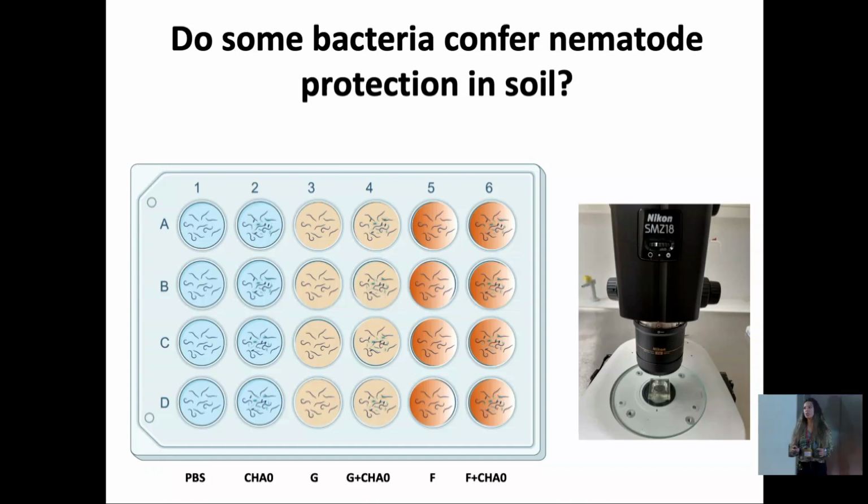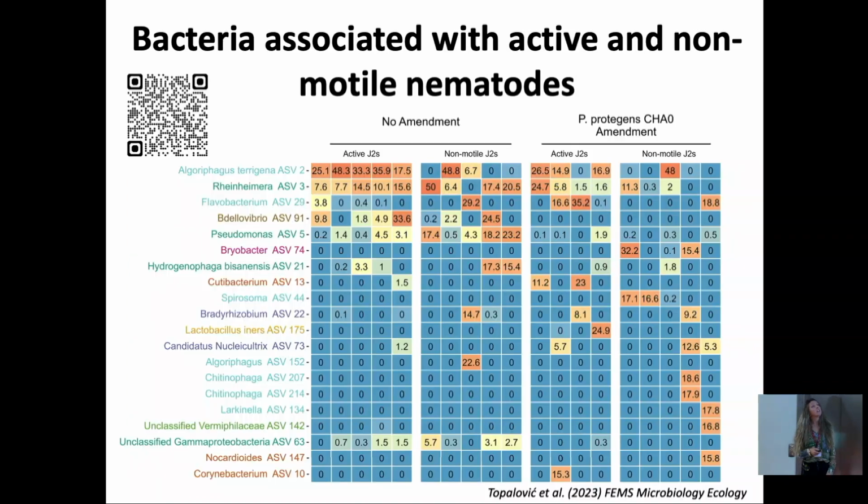And after 3 days, we counted the number of dead or non-motile and live or active nematodes. And we found that when we add this bacterial strain to the soil suspension, the nematodes were more active. We also collected these active and non-motile nematodes to study which bacteria associate with their surface.